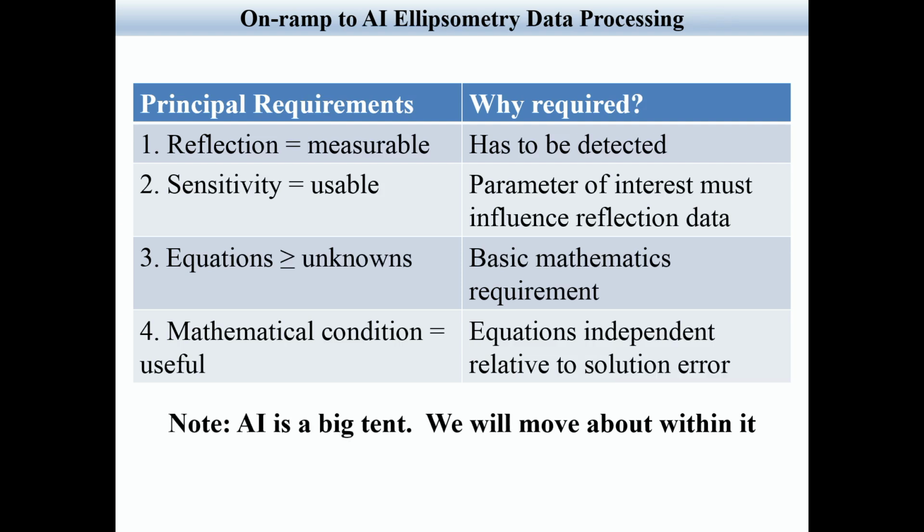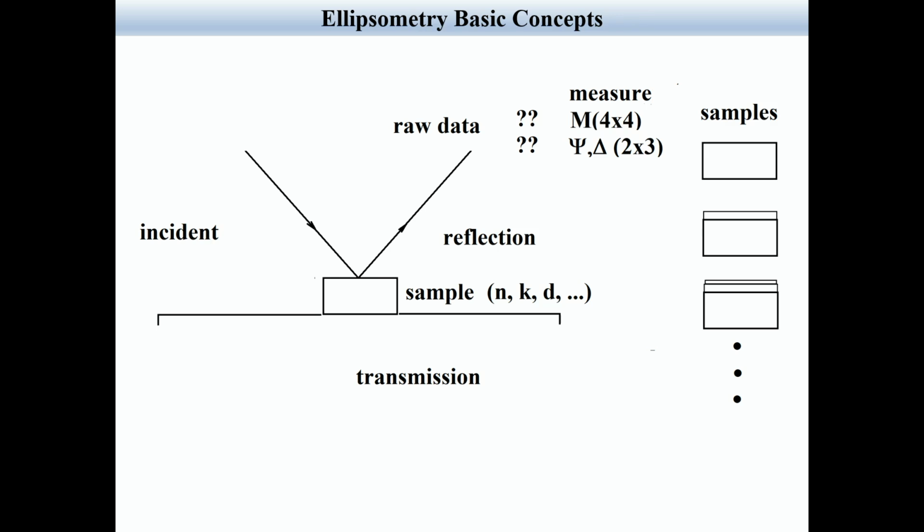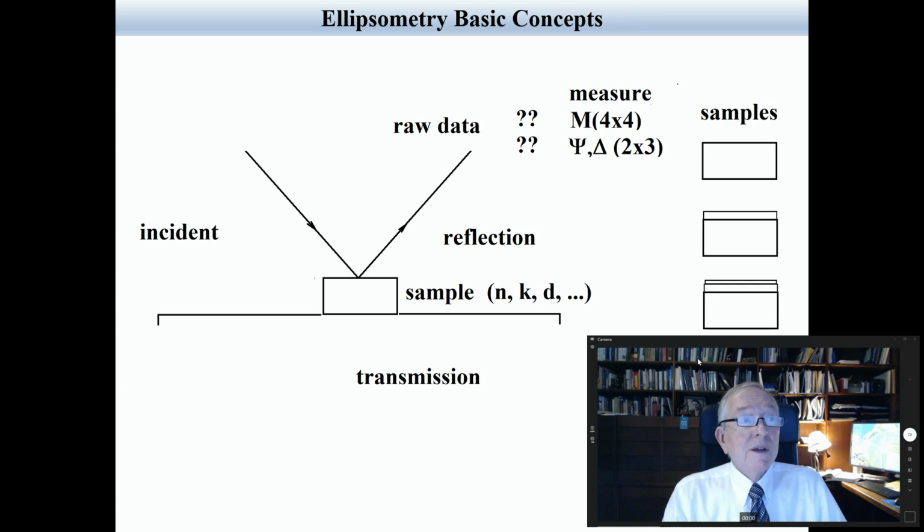Now, I want to say also that AI is a big tent, and we're going to move around in it in this area that I regard as function approximation. So here is how ellipsometry works, very broadly.